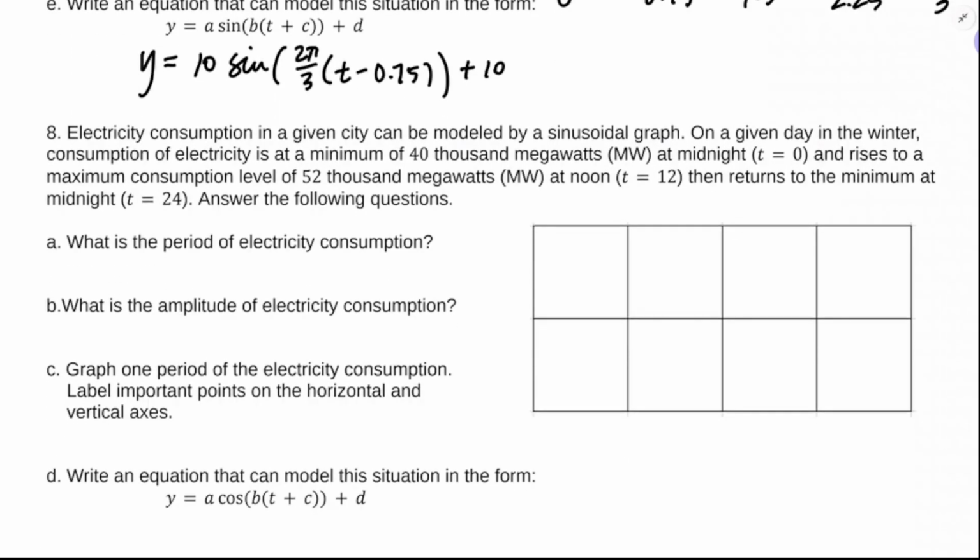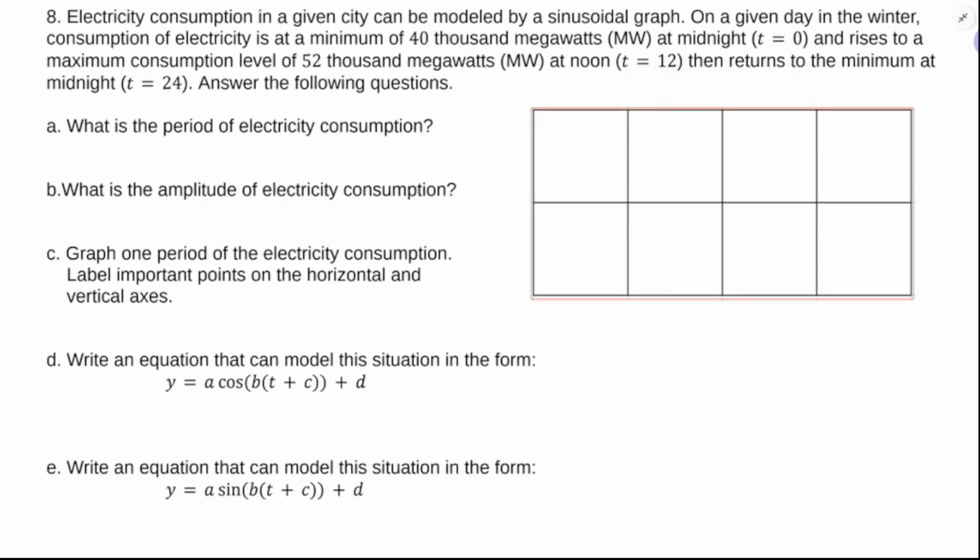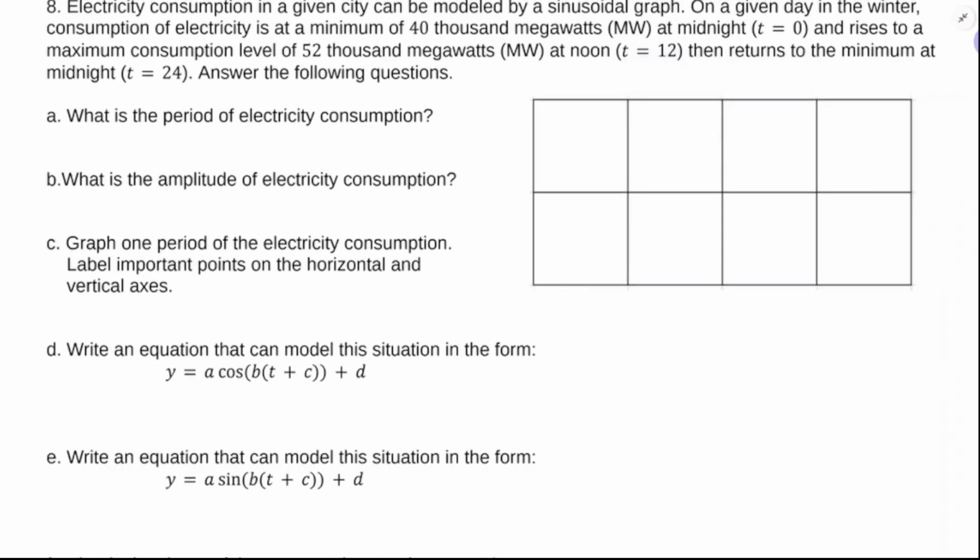Right, and then number 8, the last one: electricity consumption in a given city can be modeled by a sinusoidal graph. On a given day in the winter, it's at a minimum of 40,000 megawatts at midnight. So this is another one starting off at a minimum of 40, and that's going to be t equals 0. It rises to a maximum of 52,000 at noon. Okay, so that's t equals 12, and it's going to be a maximum of 52. Then it returns to the minimum at midnight, t equals 24.